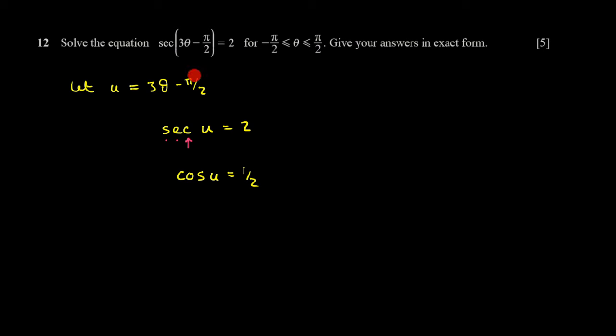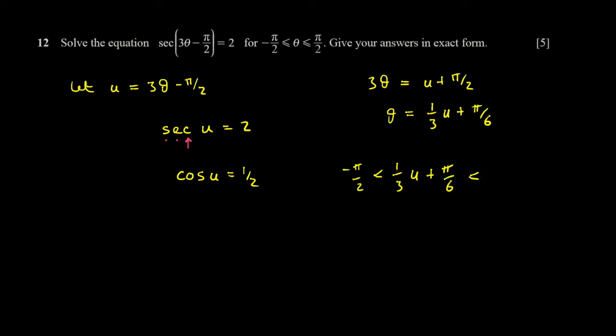So the way I'm going to do that is I'm going to rearrange this guy here. So that's going to give me 3 theta is equal to u plus pi upon 2, right? So add pi upon 2 to both sides. And that means that theta is equal to 1/3 of u plus pi by 6. Okay, so I've rearranged to get theta in terms of u. Well, if that's the case, I can put that into this domain here. So instead of having minus pi by 2 less than theta less than positive pi by 2, I'm going to replace the theta with 1/3 of u plus pi by 6.